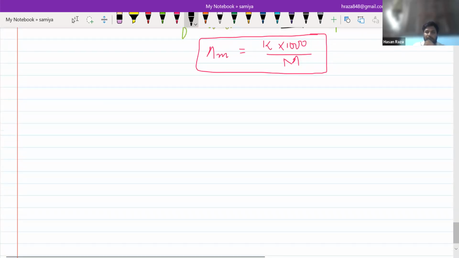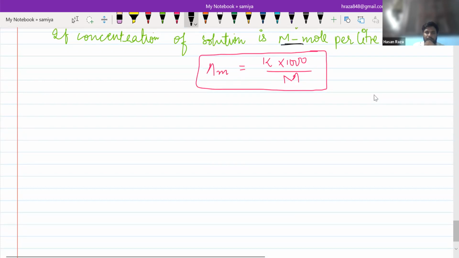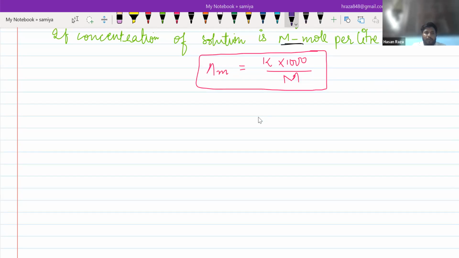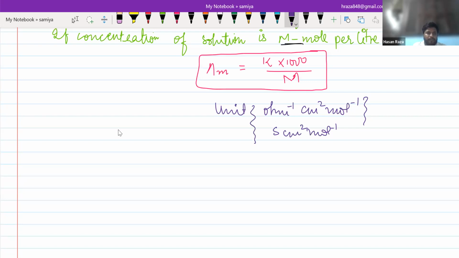So the unit will be, as you know, kappa will be equal to what? Per ohm per centimeter. So its unit will be per ohm centimeter square per mole, or you can also write Siemens centimeter square per mole. This is the unit of molar conductivity.